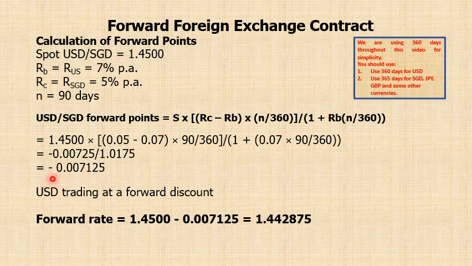The minus sign indicates that the relevant base currency, the US dollars, should trade at a forward discount. Based on the spot rate of 1.45, the forward rate is equal to 1.45 minus 0.007125, which is 1.442875. The 90-day forward rate of USD SGD will be quoted at a discount.